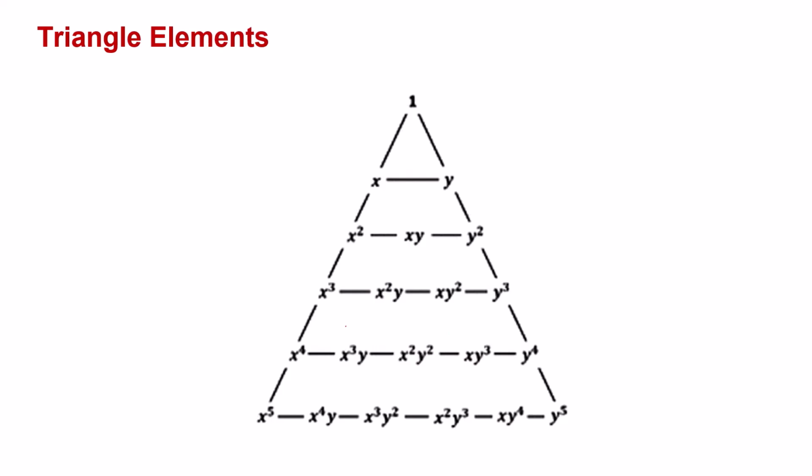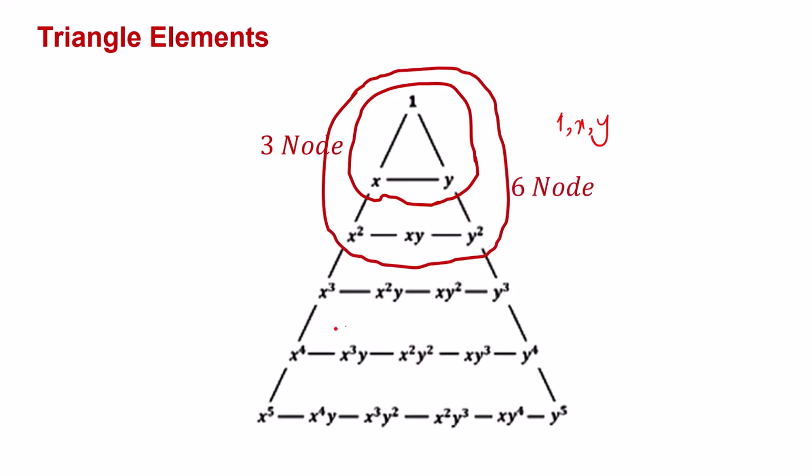At the top, we have the 3-node triangle or T3 element. This element's shape functions include 1, x, and y. This means the interpolation is complete at first order, which is why the T3 element can reproduce rigid body motion and constant strain and passes the patch test. Moving to the 6-node triangle or T6 element, we add the quadratic terms such as x squared, xy, and y squared. This makes the interpolation complete up to the second order, allowing the element to capture curvature in the displacement field with higher accuracy.